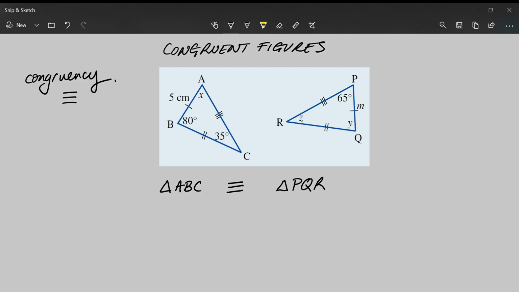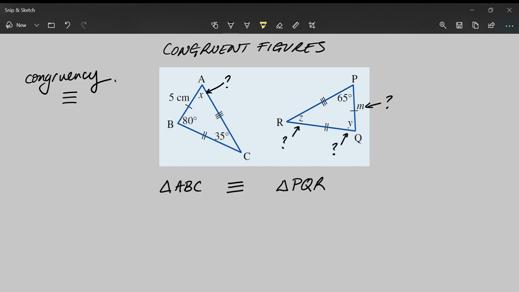Now, in order to prove that they are congruent, I guess we want to have some evidence, okay? And there are some things that we can have a look at here. We've also got some values that we don't know. We don't know what Z is. We don't know what Y is. We don't know what M is. So we've got some questions here. We also don't know what X is. But because we have matched the letters in the correct order, we can actually fill in the gaps through what we see.